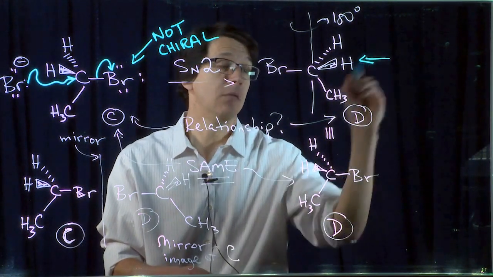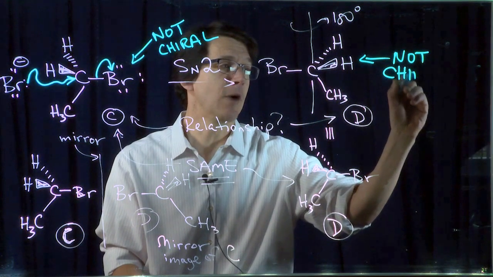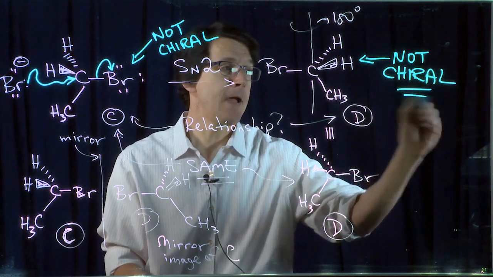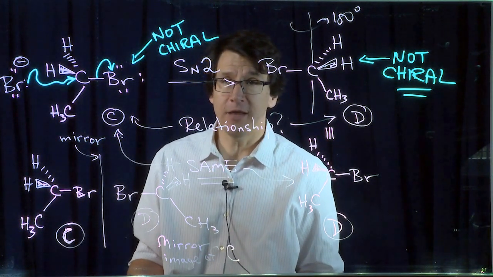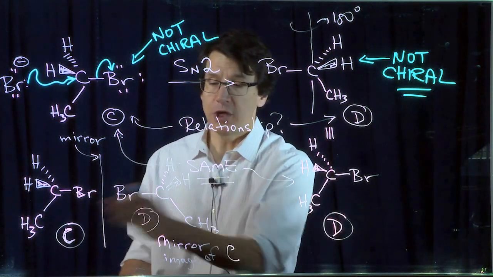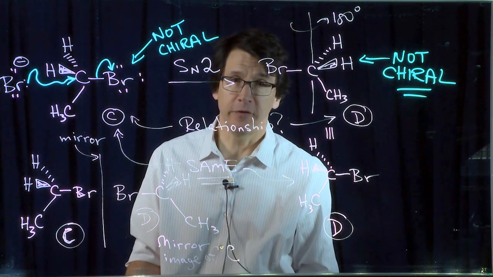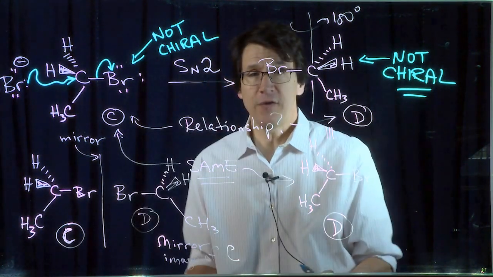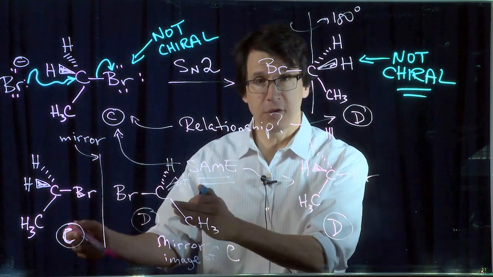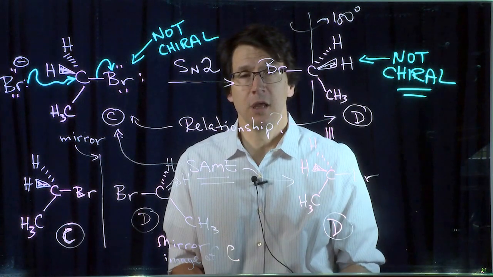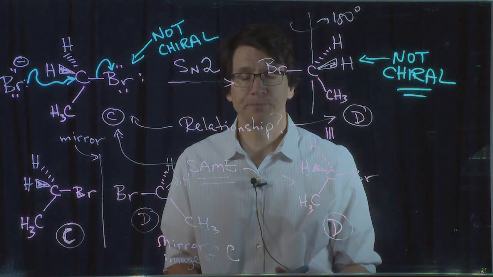And D, well, it's the same as C. This isn't chiral either. Maybe I don't even need to write that, but okay? So not all molecules are chiral. The way to test for chirality is draw the mirror image like we did here, and then ask the question, is the mirror image different or the same from the original? If it's different, then the molecules are chiral and they are enantiomers of each other, the two mirror images that you've drawn. But if they're the same, then the original molecule is not chiral.